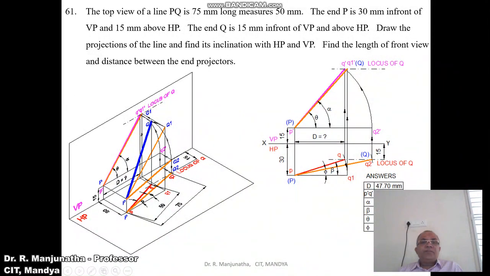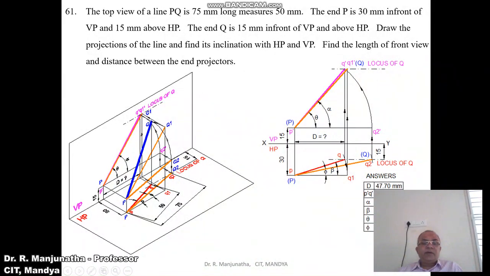Draw the projections of the line. So he says the top view of a line PQ is 75 mm, measures 50 mm. That means he has given the top view distance and also the true length, 75 mm. But also we know the locus of Q in the top view. So the endpoint of the top view line of Q will lie on the same locus. So with P as center, you take the radius of 50 mm and cut an arc on the locus of Q in the top view to get the top view distance, and join PQ.